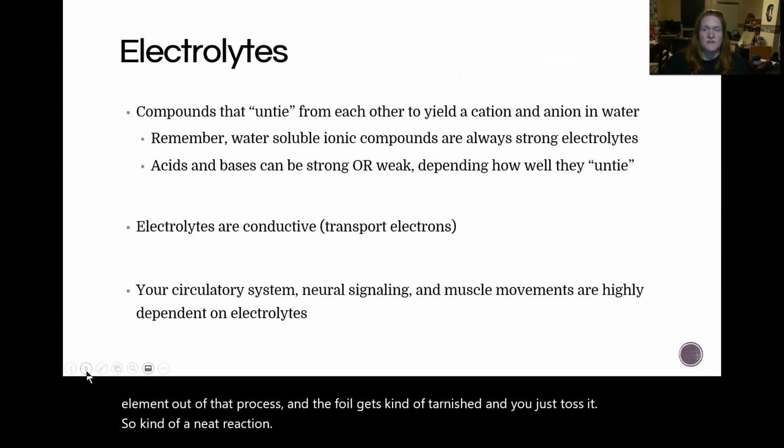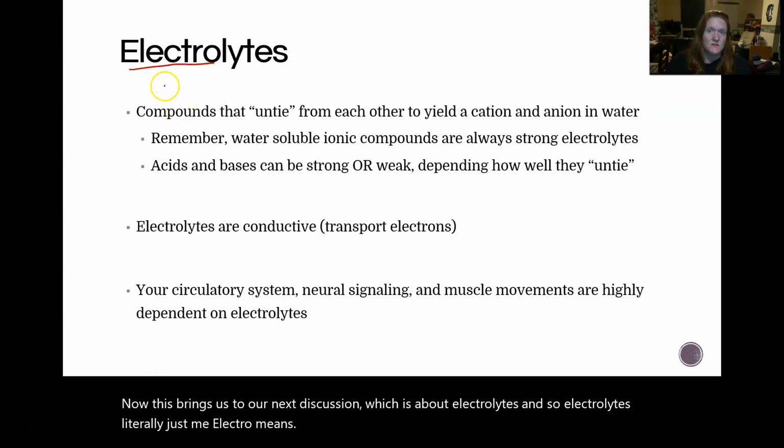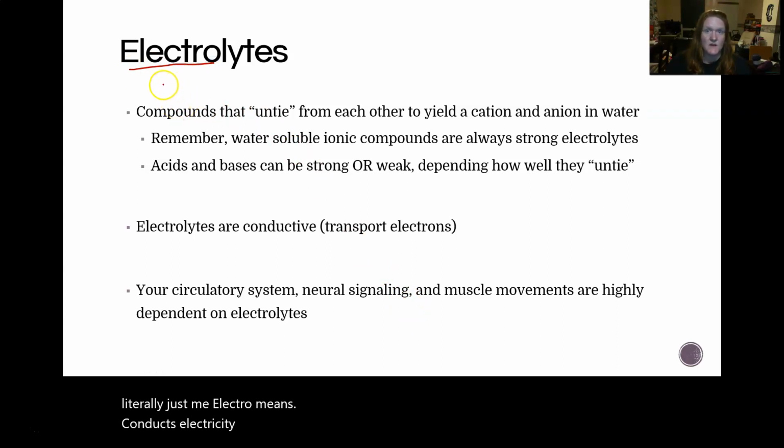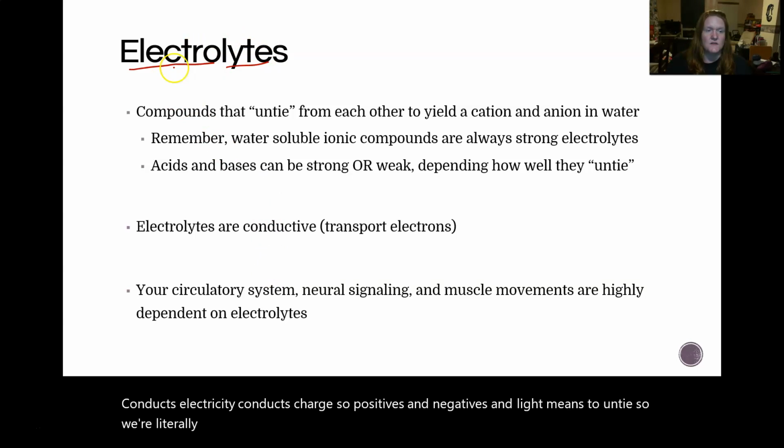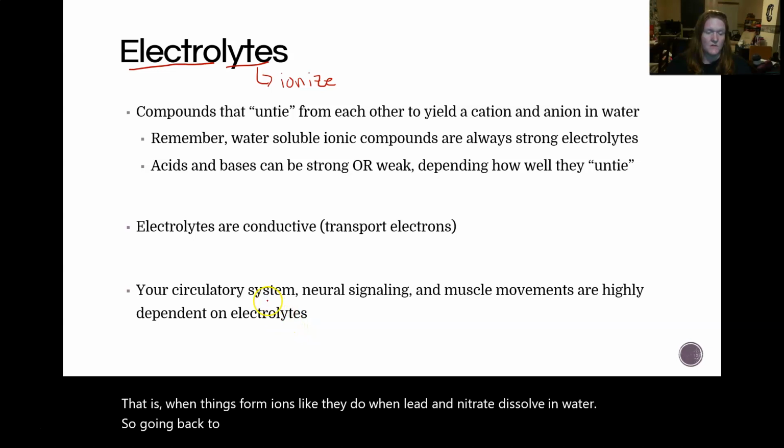Now this brings us to our next discussion, which is about electrolytes. Electro means conducts electricity, conducts charge, so positives and negatives, and lyte means to untie. So we're literally untying compounds and conducting electricity, right? And when we say untie, we mean ionize. That is when things form ions, like they do when lead and nitrate dissolve in water. So going back to that picture from the beginning of the video.